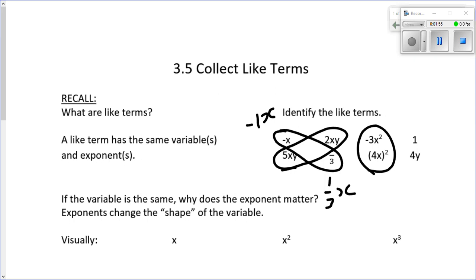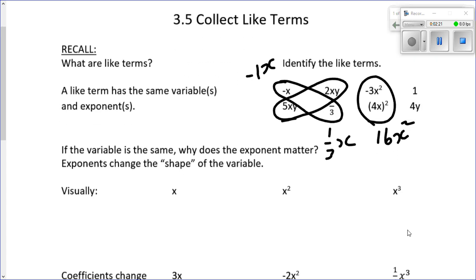The negative 3x squared and the 4x, all of that to the power of 2. Although 4x is different, when we expand it out, 4x becomes 16x squared, as we learned last section. So once you compare x squared to x squared, they are like terms. 1 and 4y have no matches. It means that they're lonely, lonely people.